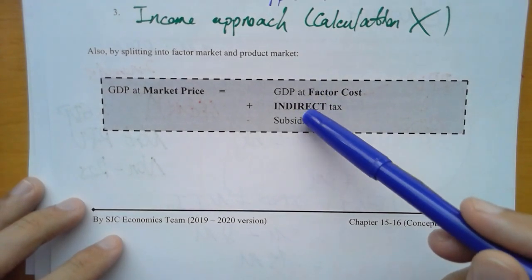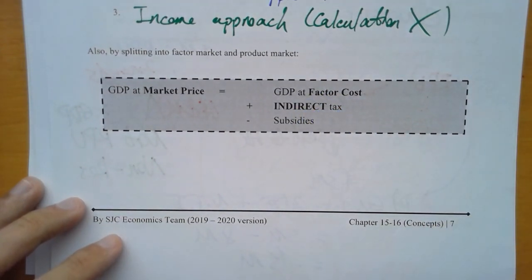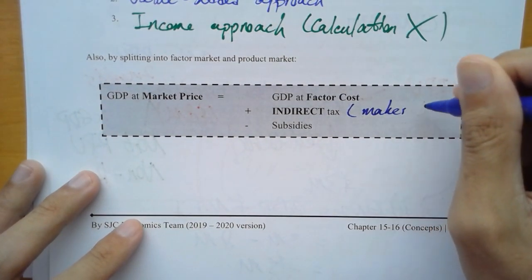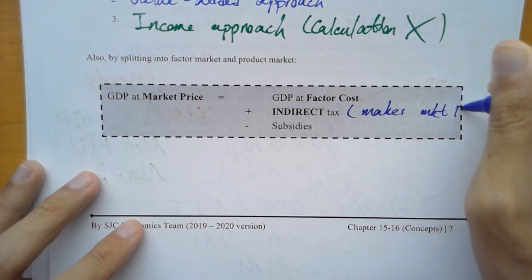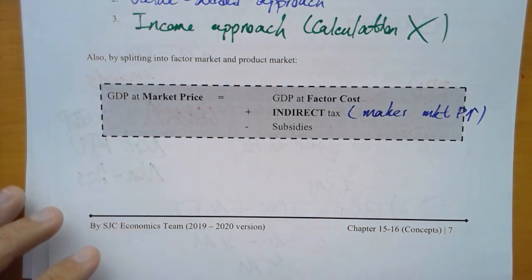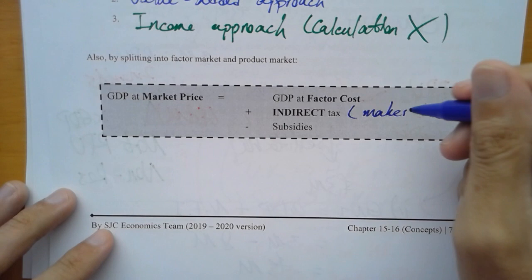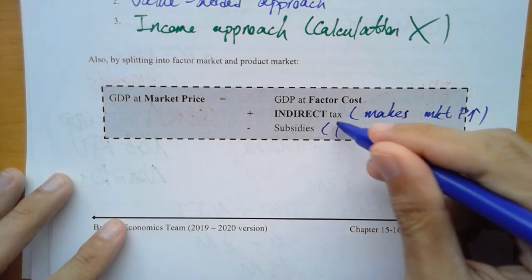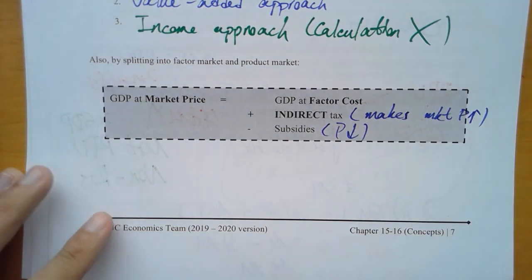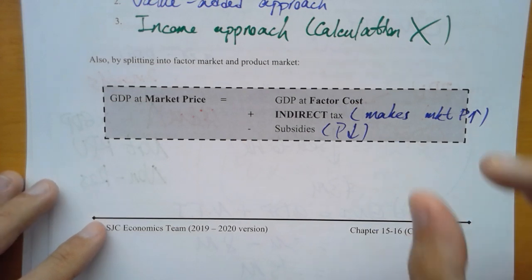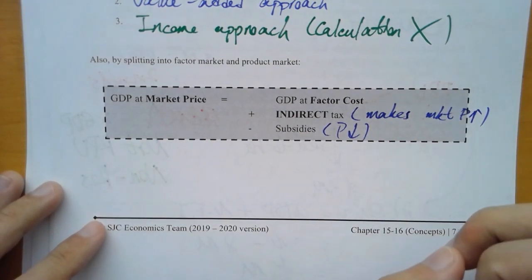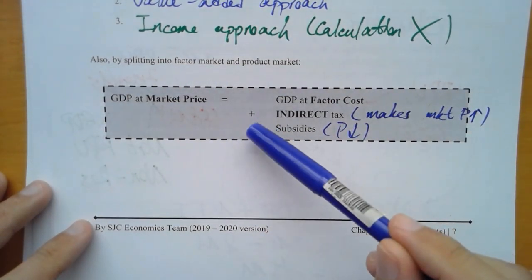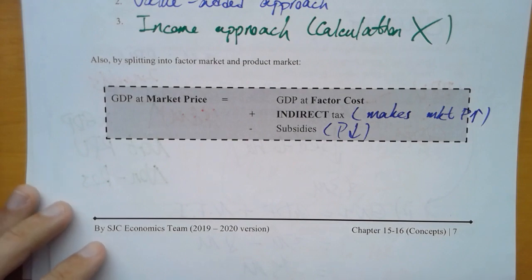Then we need to add indirect tax. Now, this is very simple because remember, indirect tax makes market price higher. Right? Once tax is collected, it becomes more expensive. Minus subsidy, why minus? Because subsidy would make market price decrease. Remember this from chapter 11, we have talked about it, right? So this guy, they will keep asking this relationship.